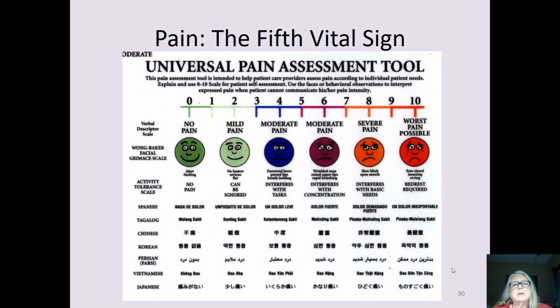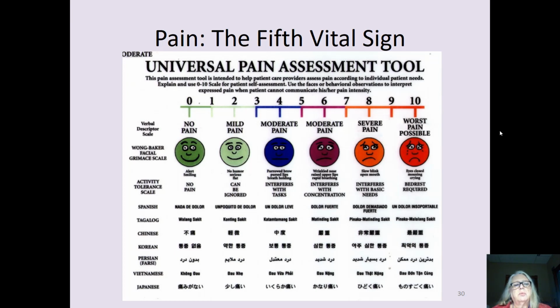So as you know, pain is the fifth vital sign, and I'm pretty sure you'll be going over this in foundations as well. However, this is such an important part of health assessment that I want to review it here. With the Universal Pain Assessment tool, we are talking about going from 0 to 10.